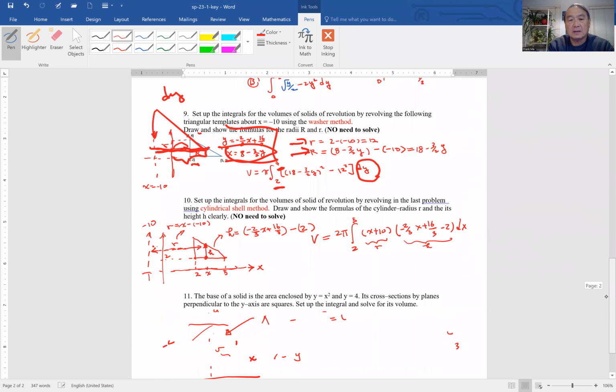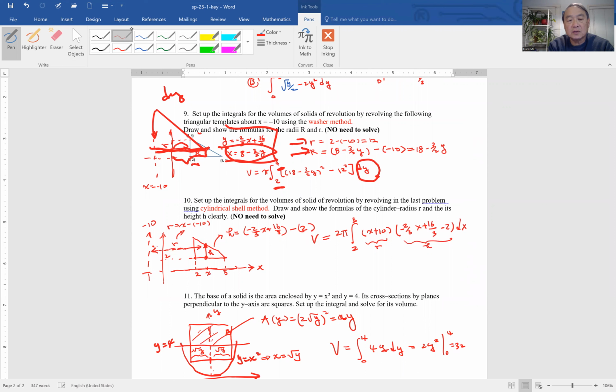For number 10, do the same thing with cylindrical shells. These you can do in x or y. The answer I provided is given following x. I take a very thin slice of x, dx. I follow it around, it's a cylinder, and the height of it is this formula, the equation of the line minus 2, and the radius of the cylinder is from here to here. And that's 2 pi r h, integrating that.